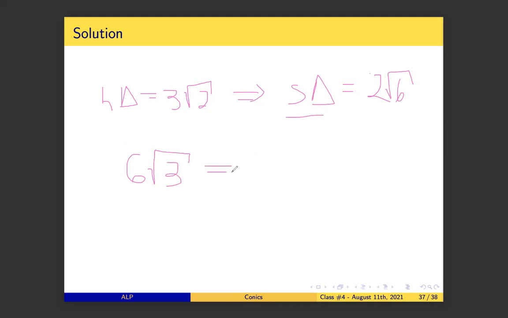And so we're asked for the square of the area of the triangle. So this gives us the answer of 108. And that was the solution to our 2017 AMC 10B problem 24, which is the last problem.